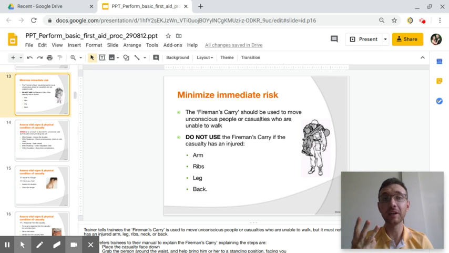So I gave you three examples of how to move the victim, and then I asked you to make a video of you moving your victim, and they were great. You guys did a wonderful job, and I'm very proud of each of you that did that practice.